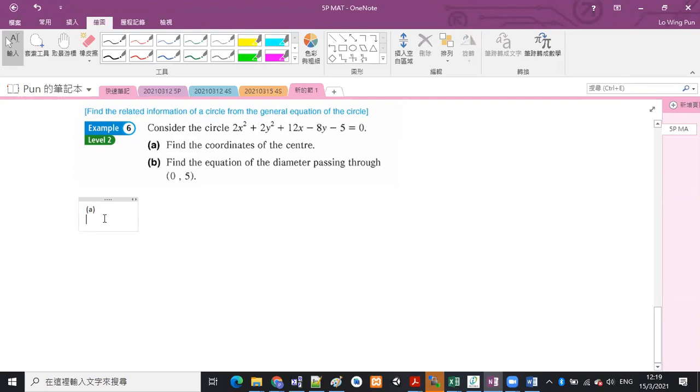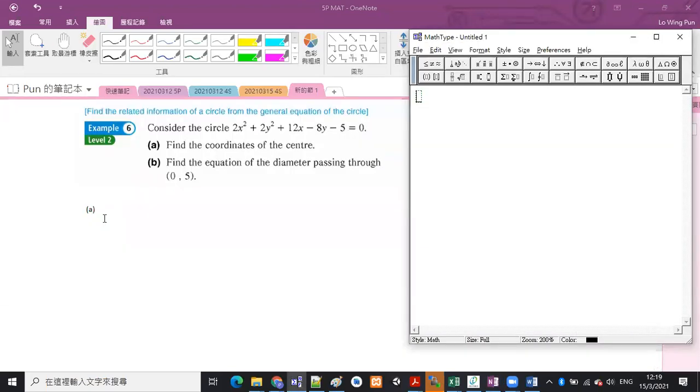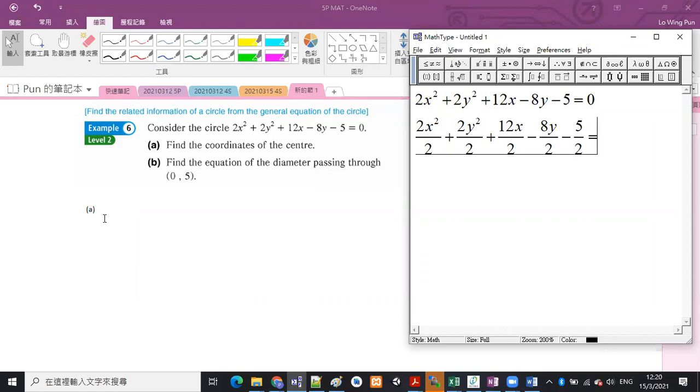We are given the equation and asked to find the center, which is just what we did earlier. But be careful: we have 2x squared plus 2y squared plus 12x minus 8y minus 5 equals 0. It is not 1x squared plus 1y squared at this moment, so we need to divide the whole equation, every term, by 2, in order to make the x squared and y squared to be 1x squared and 1y squared.